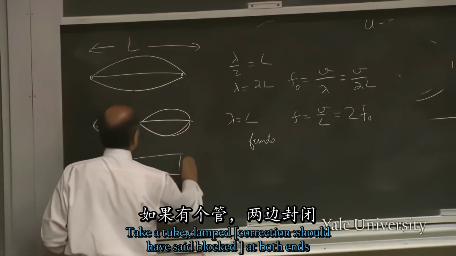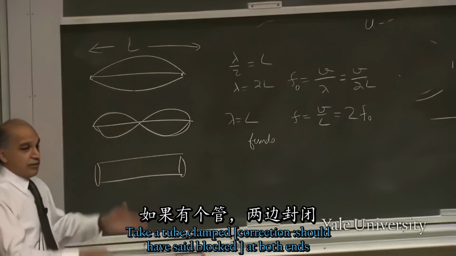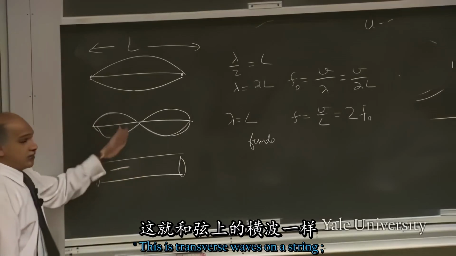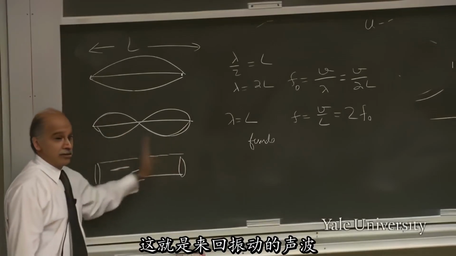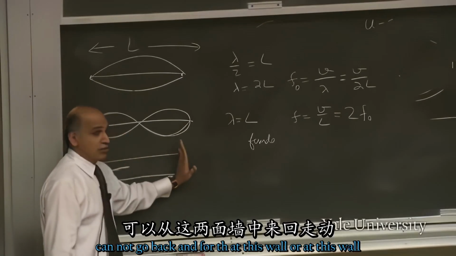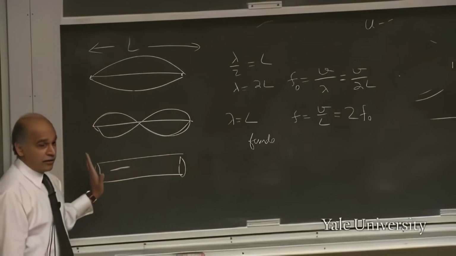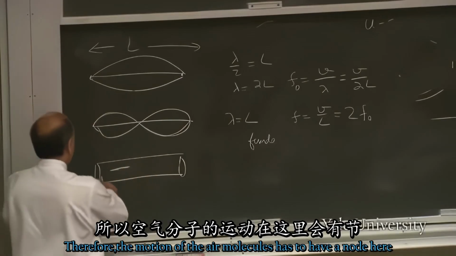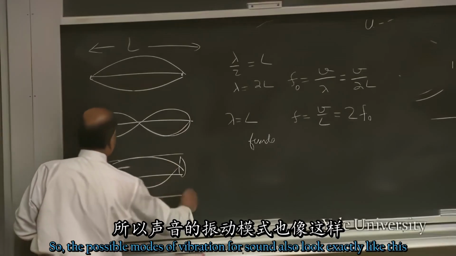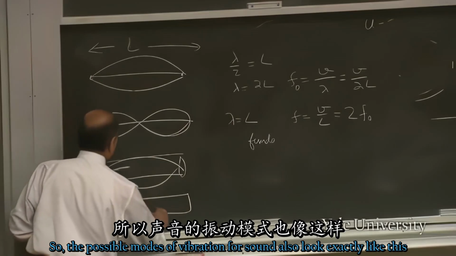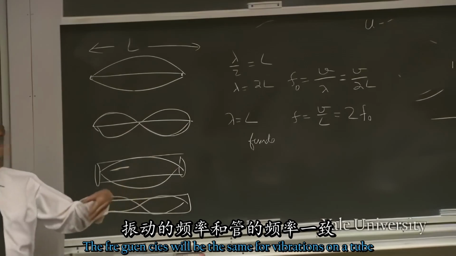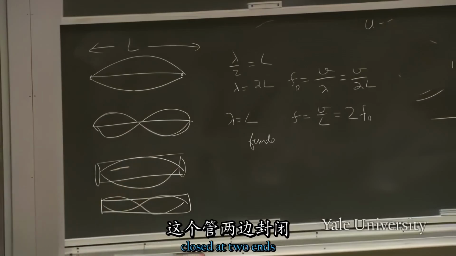Take a tube clamped at both ends, and there are some longitudinal sound waves going back and forth. These are transverse waves on a string. This is sound waves going back and forth. You realize the sound waves cannot go back and forth at this wall or at this wall. Therefore, the motion of the air molecules has to have a node here and a node here. So the possible modes of vibration for sound also look exactly like this. Frequencies will be the same for vibrations on a tube closed at two ends.